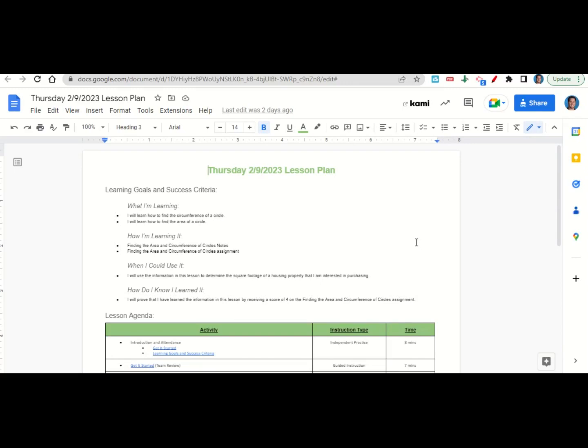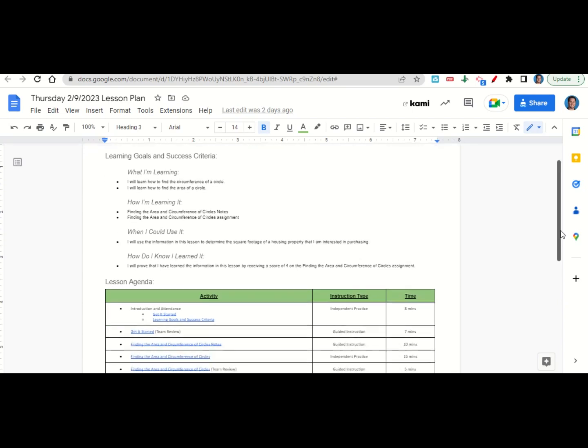First, what are we learning? We're learning how to find the circumference of a circle and how to find the area of a circle. How are we learning it? Through the finding the area and circumference of circles notes and the finding the area and circumference of circles assignment. When can we use this information? To determine the square footage of a housing property that you are interested in purchasing. How do you know you learned it? By getting a score of 4 on the finding the area and circumference of circles assignment.